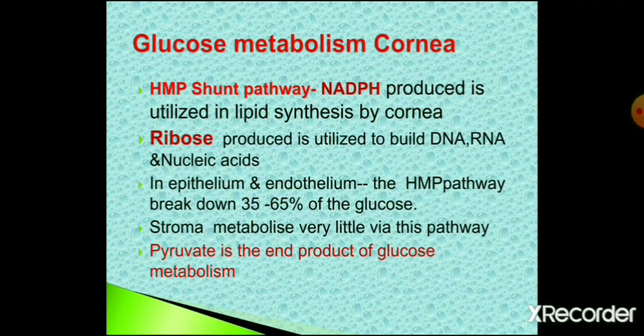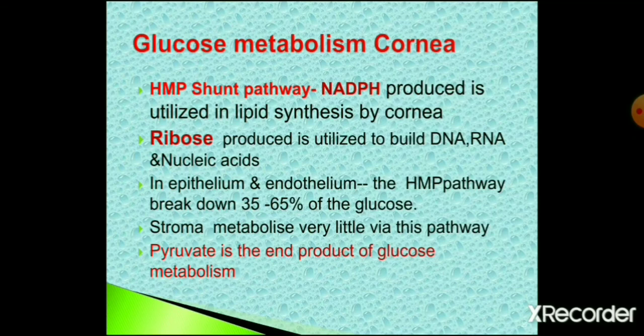The HMP shunt pathway produces NADPH, and it is used for lipid synthesis by the cornea. The ribose produced is utilized to build DNA or RNA, for nucleic acid synthesis. In epithelium and endothelium, the HMP shunt pathway breaks down 35 to 65% of the glucose. So up to 65% of glucose breakdown is occurring by the HMP shunt pathway.